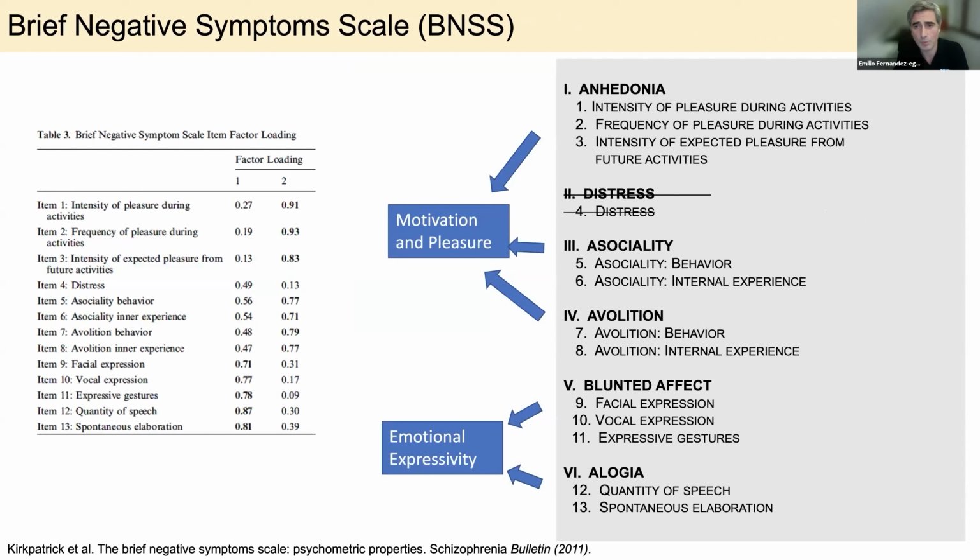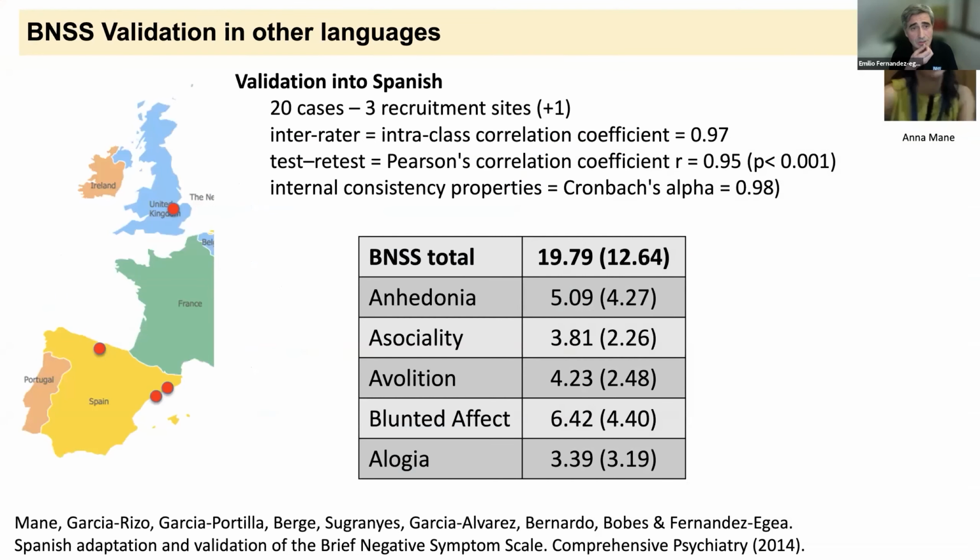Factor analysis of this scale has shown that there are two main factors that can summarize the scale. One is motivation and pleasure, that includes anhedonia, asociality, and avolition. The other is emotional expressivity, which is the blunted affect and the alogia. So these are the two main factors that you can divide the negative symptoms in. That's when I started mostly working on, or returned to, my interest in negative symptoms.